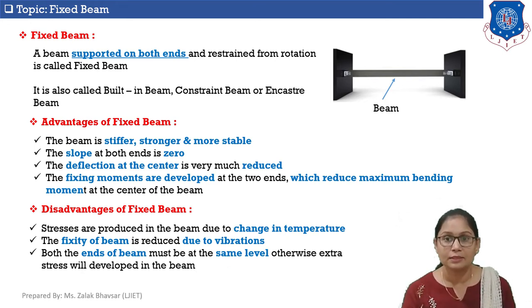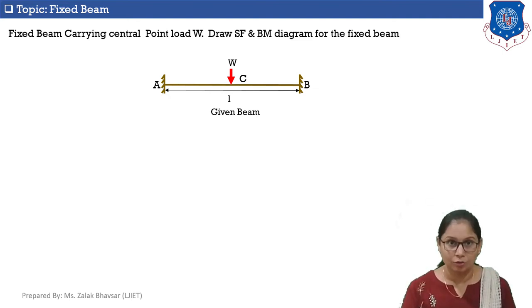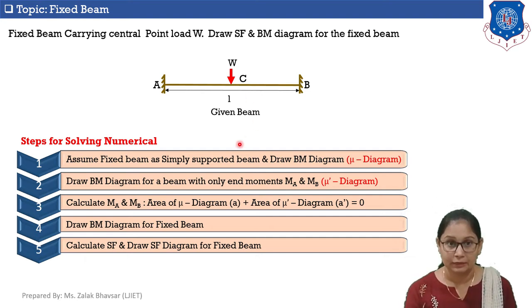Now let's discuss bending moment and shear force diagram for a fixed beam which is carrying a point load. So here is a given beam AB. Total length of this beam is L and the beam carries one point load of W at point C. Now here are the steps that we will follow for solving this numerical.